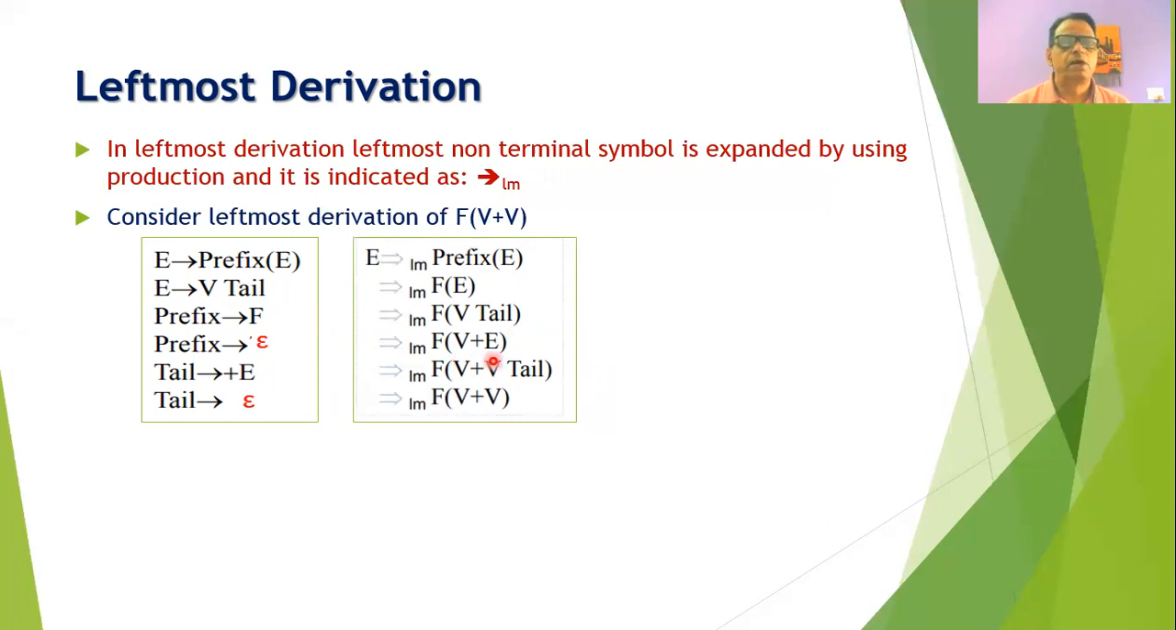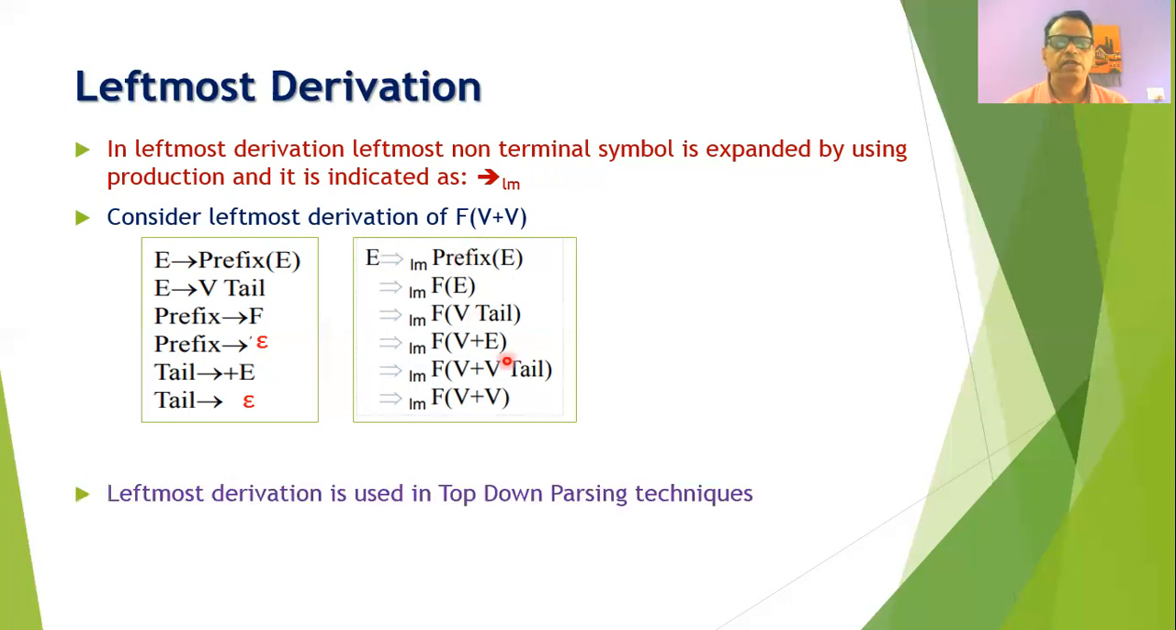Further, we expand this E by using the production rule vtail. Then we expand the tail by using the production rule tail is defined as epsilon, but epsilon is an empty string, and therefore we achieve the input string f(v+v). So in order to achieve this string, these are the steps that are needed. And now we can say that this string belongs to this grammar, because it is possible to obtain this string by using the production rules of this grammar. Therefore, syntactically, this string belongs to this grammar.